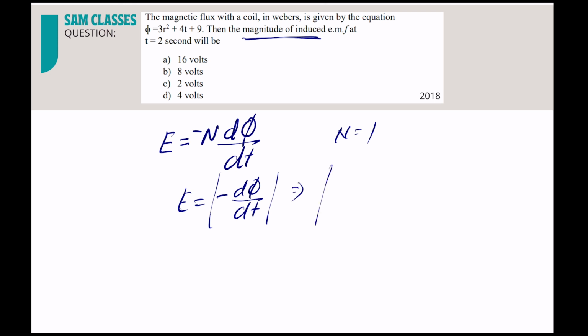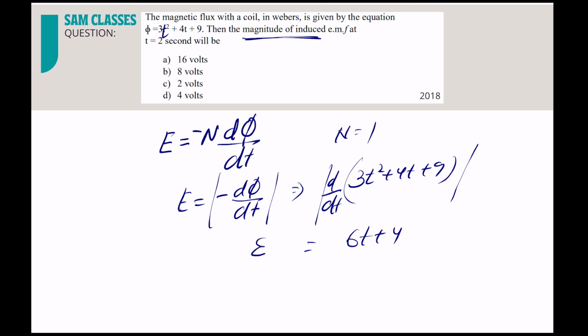So phi is given as 3t square plus 4t plus 9. You differentiate d by dt. I think everybody knows the differentiation. That is equal to 6t plus 4. Now they've asked the induced EMF at t equal to 2. Put the value t equal to 2. So what you'll get? 12 plus 4, that is equal to 16 volt. As simple as that. Clear everyone?